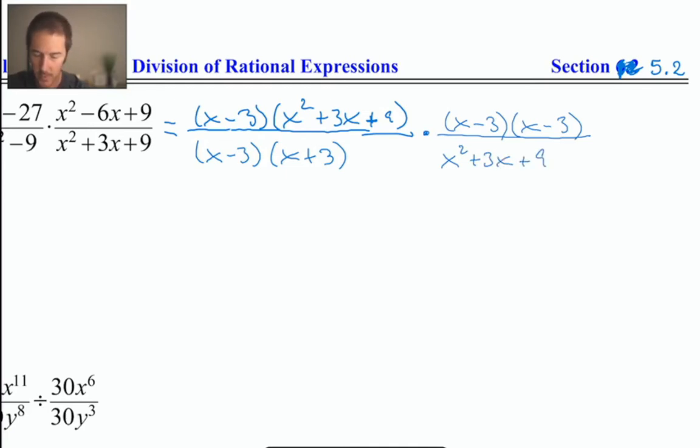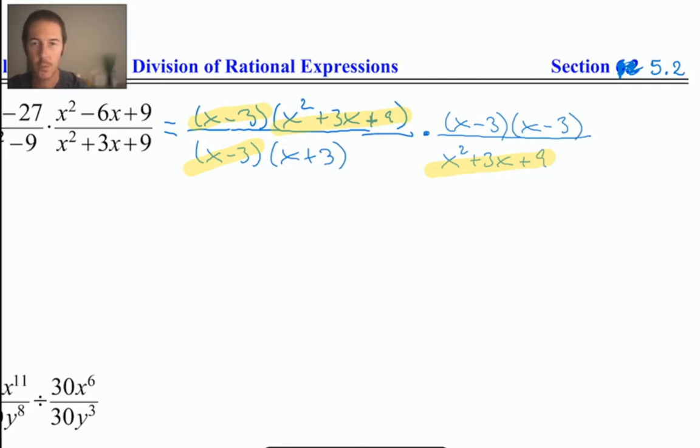Great. And then it's time to start reducing. Pretty obviously, this x minus 3 and this x minus 3 reduce. And this x squared plus 3x plus 9 cancels with its similar factor in the other denominator. Now, does that constitute cross-canceling, or is there some kind of special language that I should use, considering that I canceled the numerator from one fraction with the denominator of another fraction?